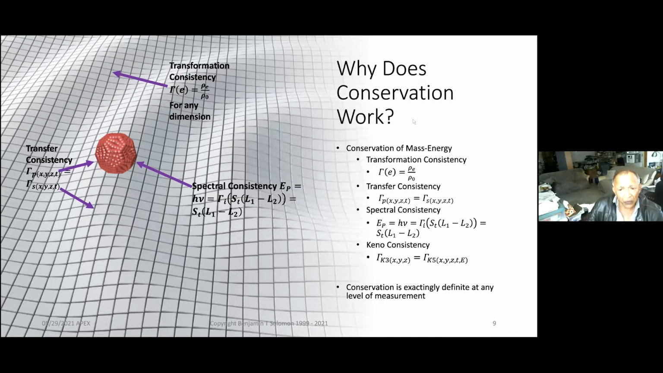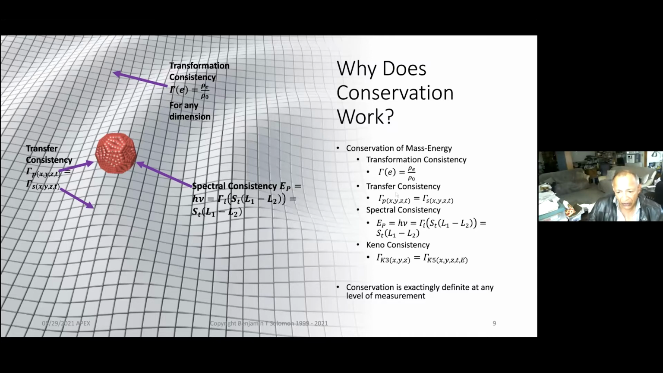The next question was, why does conservation work? There are 4 consistencies. Mass and energy are not conserved simply because they are conserved. No, there's some underlying principles behind why it is conserved. And the first is the transformation consistency, which I show here. When space-time folds, you'll see the transformations change. And that transformation must be identical for all the 6 dimensions.